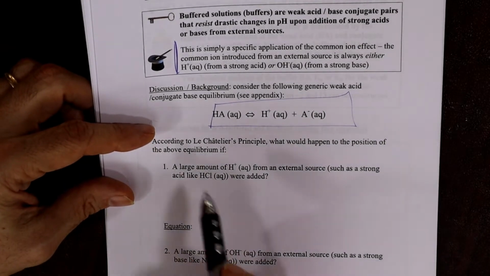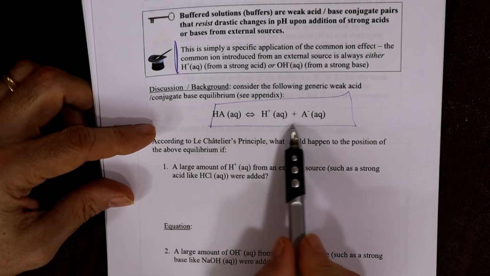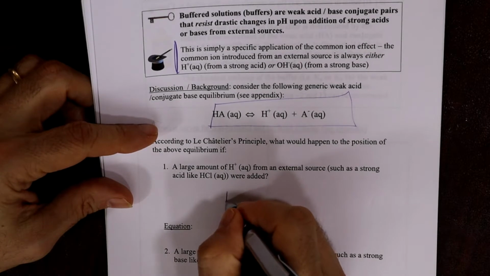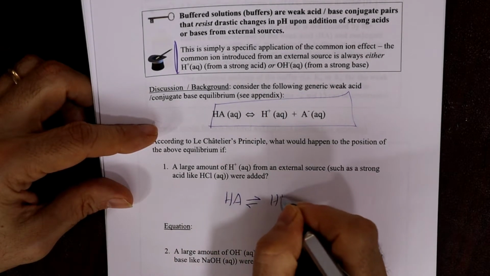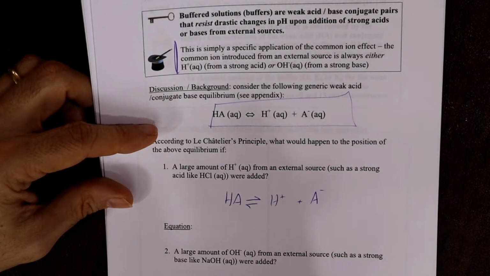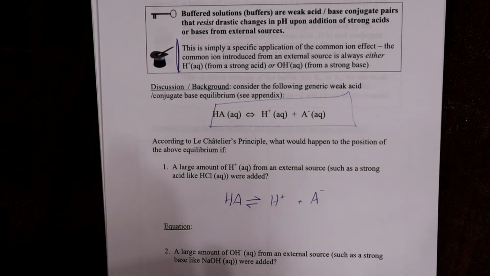So Le Chatelier's principle applies. Think of this in a beaker. We have HA in equilibrium with H plus and A minus. If we throw in some H plus from an external source, so we have buffers in our blood, it's actually a carbonate buffer, which we'll talk about later.